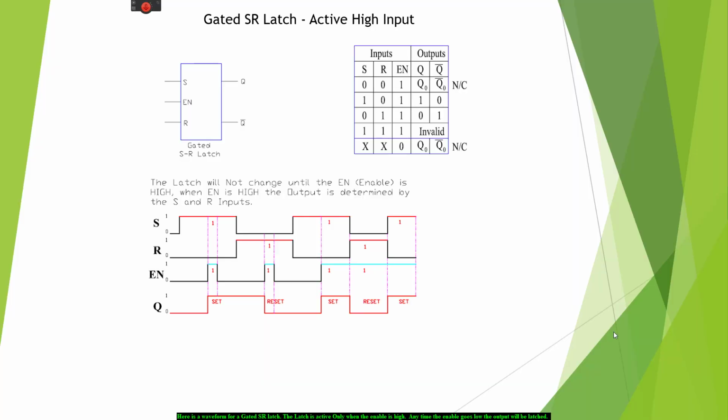Here's a waveform for a gated SR latch. The gate is active only when the enable is high. Anytime the enable goes low, the output will be latched.